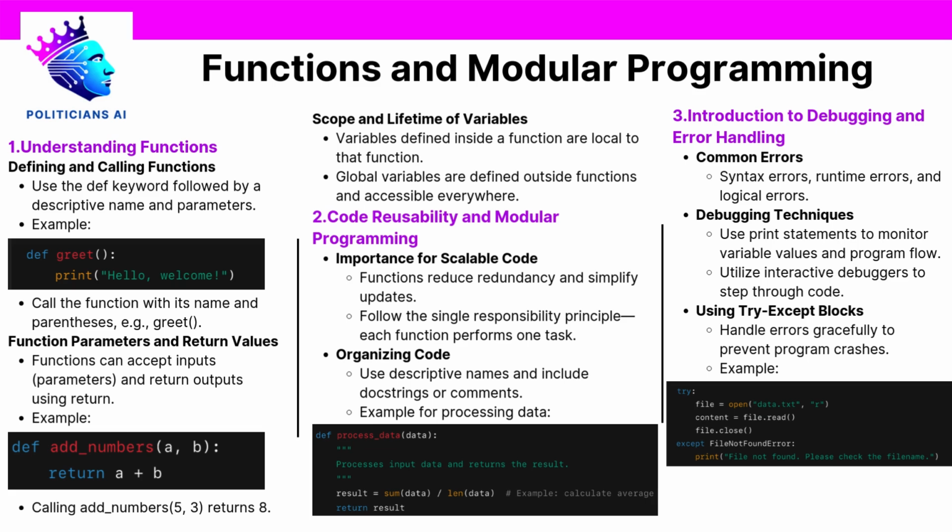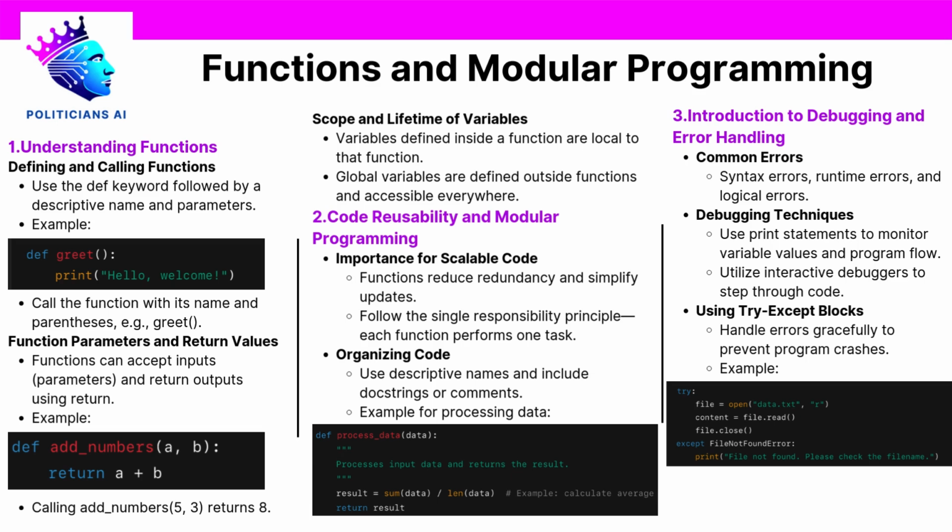Code reusability and modular programming. Modular programming means breaking your program into small, manageable parts. Each part, or module, does one specific job. This makes your code easier to read, easier to fix, and easier to expand in the future. Functions are perfect for modular programming. They let you write each task once and reuse it many times.